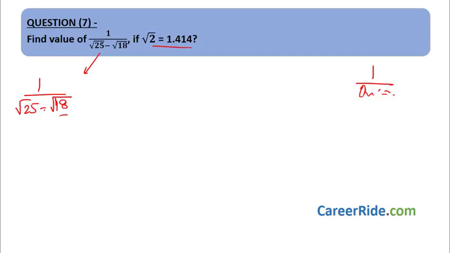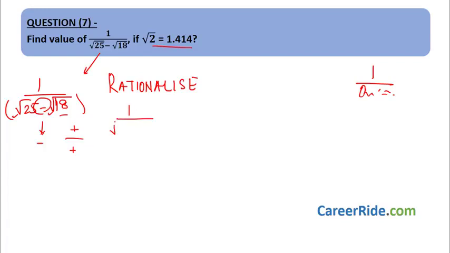Let's see. 1 upon root of 25 minus root of 18, we just need to rationalize it first. Rationalizing will help you get rid of the root signs in the denominator. What does rationalization mean? We have to multiply and divide by the same number, only the sign must be opposite. So if we have minus over here, while multiplying and dividing, we will have plus. By solving, you will understand what I am about to tell you.